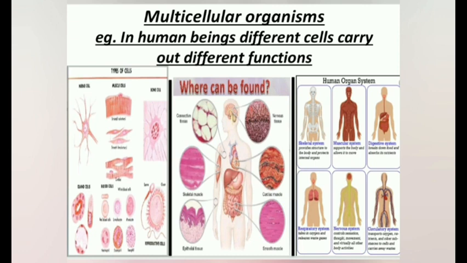The third figure shows you different types of organ systems present in the human body. For example, skeletal system, muscle system, digestive system, respiratory system, nervous system, circulatory system. Skeletal system provides structure to the body and protects internal organs. Muscular system supports the body and allows it to move. Similarly, digestive system breaks down food and absorbs its nutrients. Respiratory system takes in oxygen.